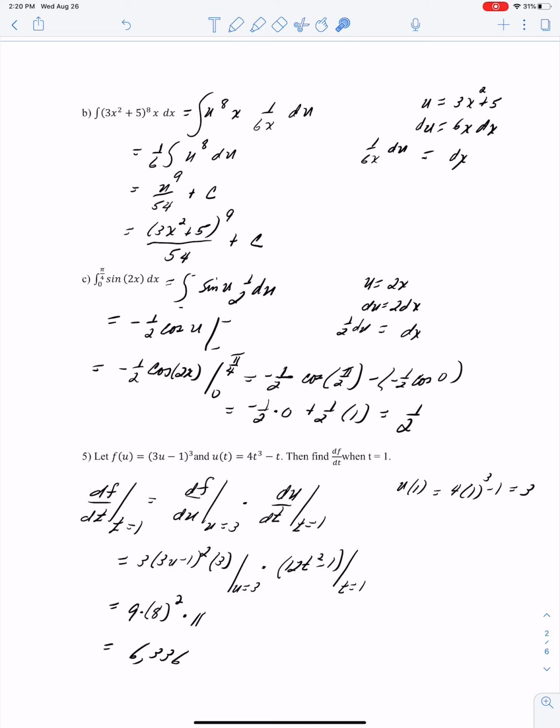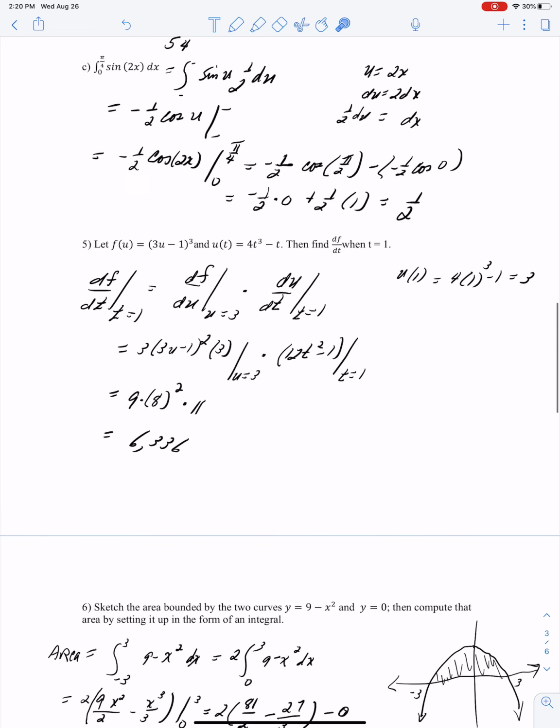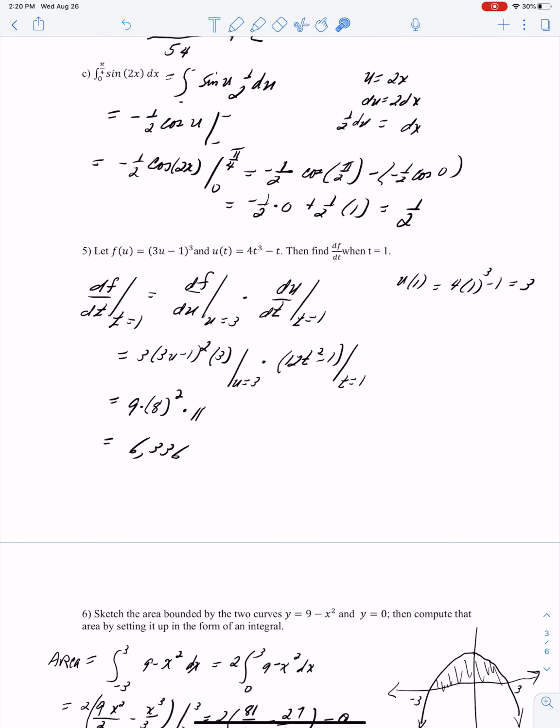And I notice cosine of pi over 2, that should be a value you know. That's just 0, because cosine of pi halves is 0. So minus 1/2 times 0, and then minus a minus gives me a plus. Cosine of 0 is 1, and that's how I get an answer of plus 1/2. So there's kind of a review of u substitution and how it works with a definite integral.